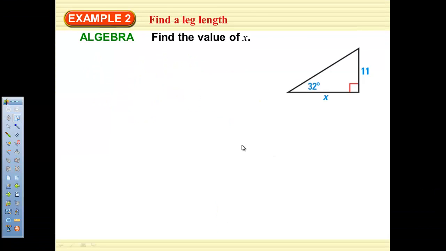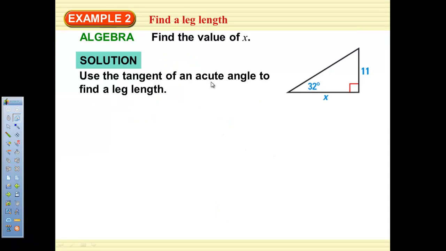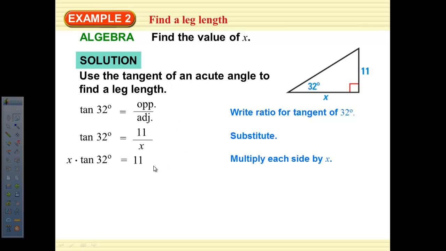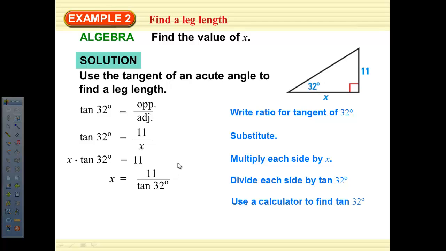Okay? And again, we're going to use the tangent to find the leg length. It's opposite over adjacent. We plug it in, multiply both sides by x, divide both sides by tangent 32, and we get about 17.6.